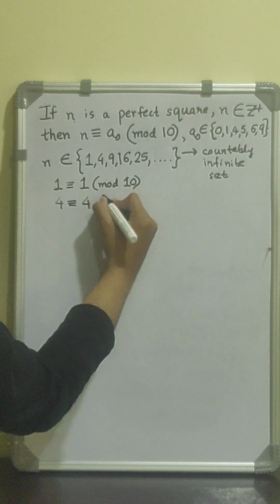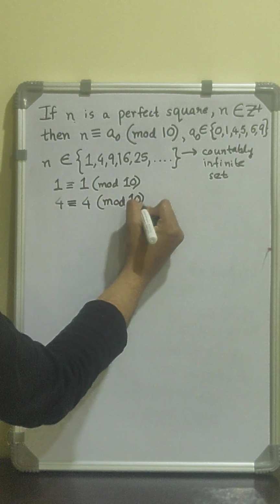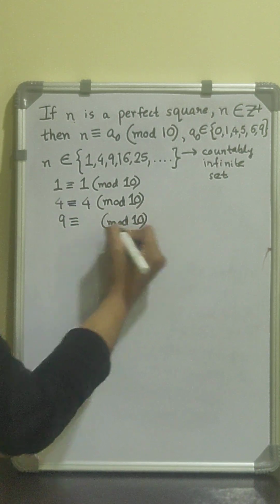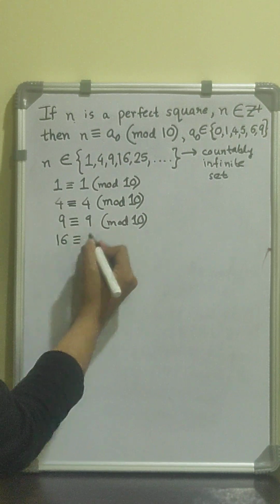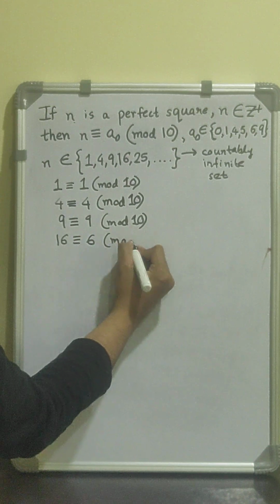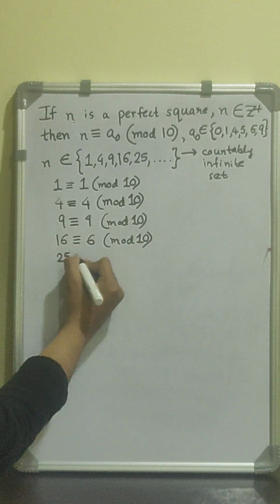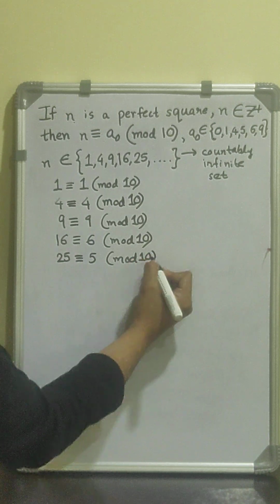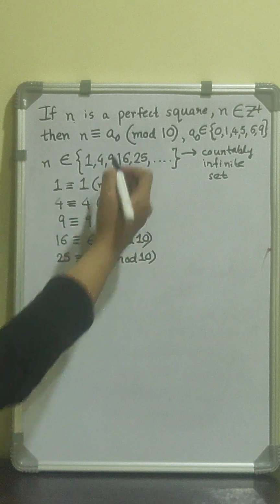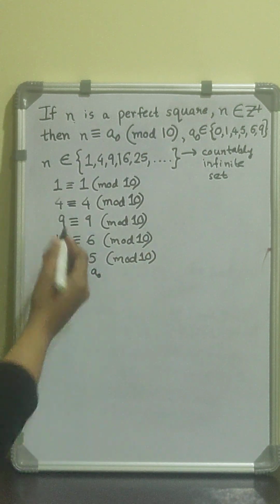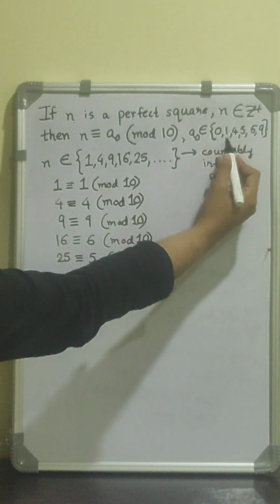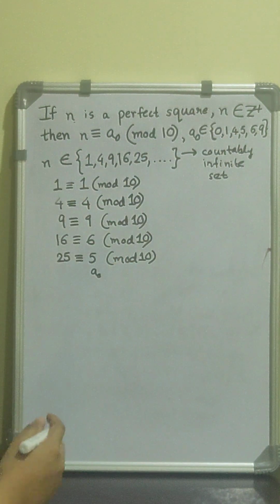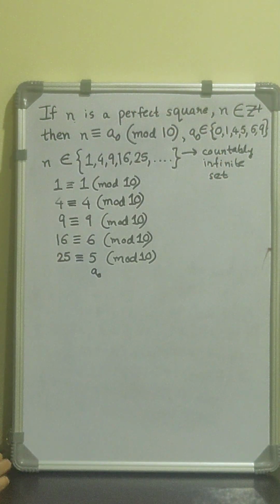So 4 mod 10 is 4. I'm looking at perfect squares. 9 when divided by 10 leaves a remainder of 9. 16 when divided by 10, 10 plus 6, leaves a remainder of 6. And 25 when divided by 10, 25 is congruent to 5 mod 10. So you can see that these values on the right hand side are basically a0. These are a0 values. And we can see that 1, 4, 9, 6 and 5 all belong to this set. So that's what we are about to prove, not just for a limited set of numbers, but for the whole set of perfect squares of positive integers.